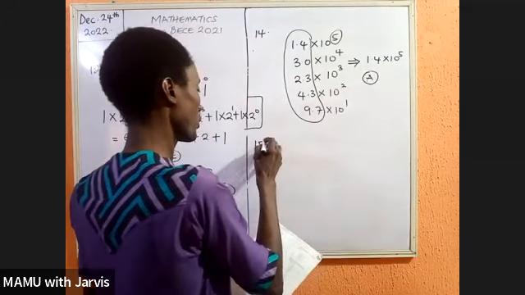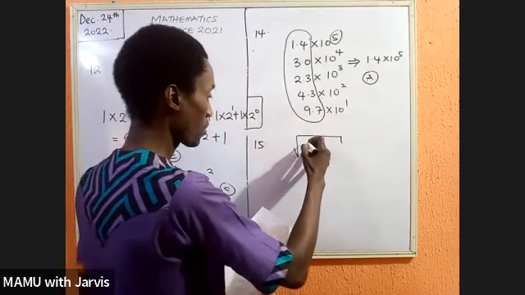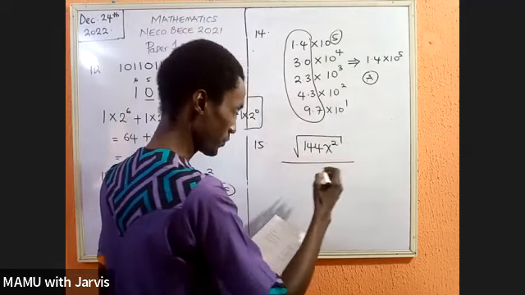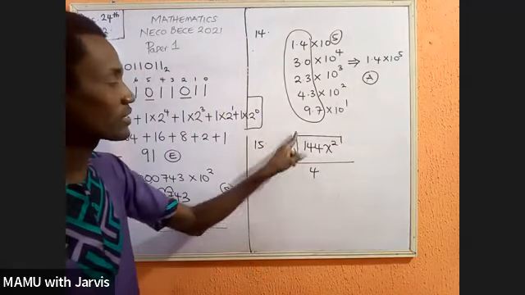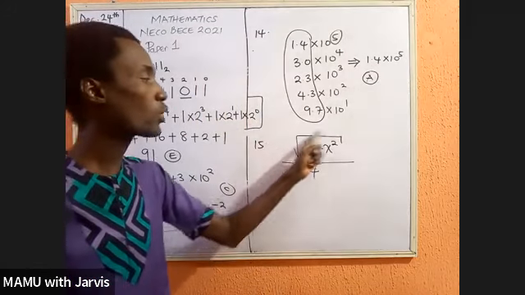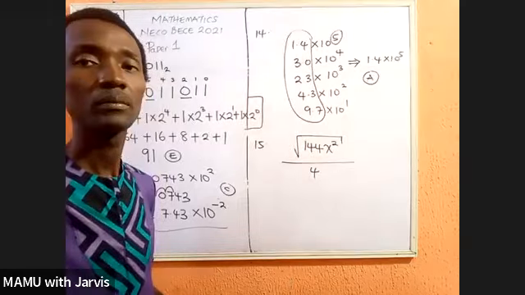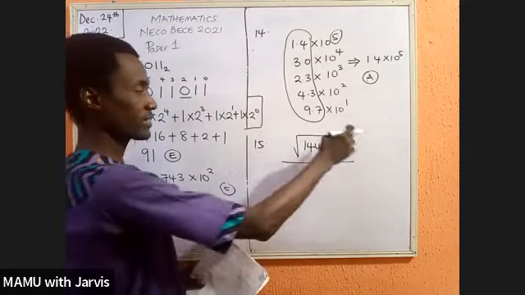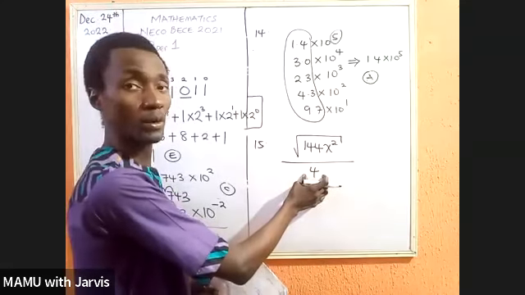So our final question for the morning will be the square root of 144x squared divided by 4. Please, when you're solving questions like this, be careful to see where this square root sign is covering. The square root sign, like I said, is only affecting the numerator. It's not affecting the denominator.